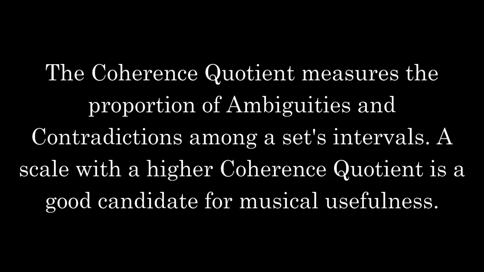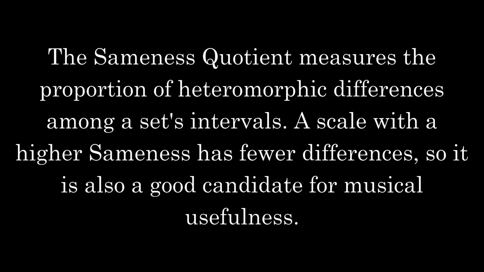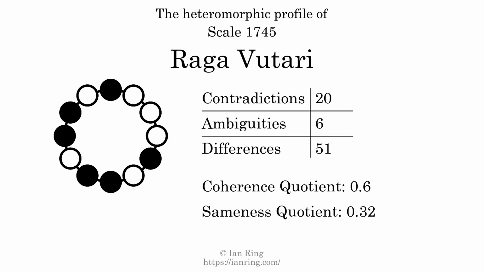The coherence quotient measures the proportion of ambiguities and contradictions among a set's intervals. A scale with a higher coherence quotient is a good candidate for musical usefulness. The coherence quotient is 0.6. The sameness quotient measures the proportion of heteromorphic differences among a set's intervals. A scale with a higher sameness has fewer differences, so it is also a good candidate for musical usefulness. The sameness quotient is 0.32.